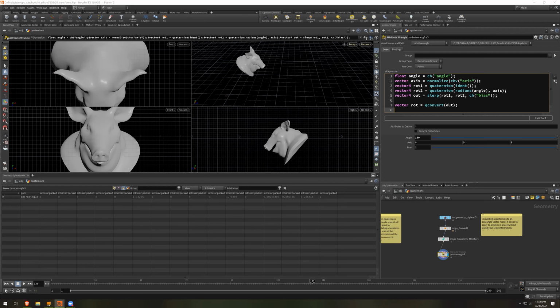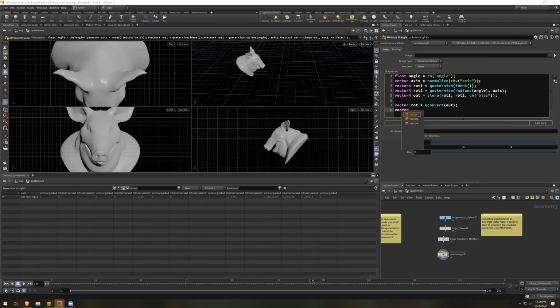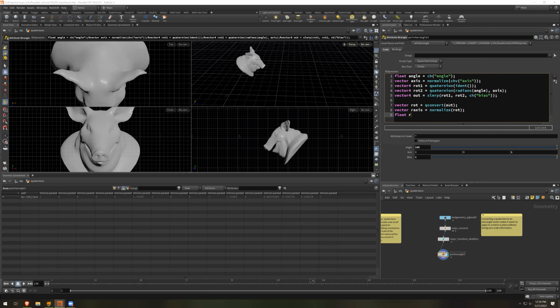Next, I can extract the angle and the axis from this. Let's say our axis is equal to normalize ROT. This is taking that angle axis vector and stripping out the magnitude part of it, so this is just getting us the axis of rotation. And now to get the amount of rotation, the angle part, I can say float angle equals the length of that vector that I've converted. So that's giving me the angle.